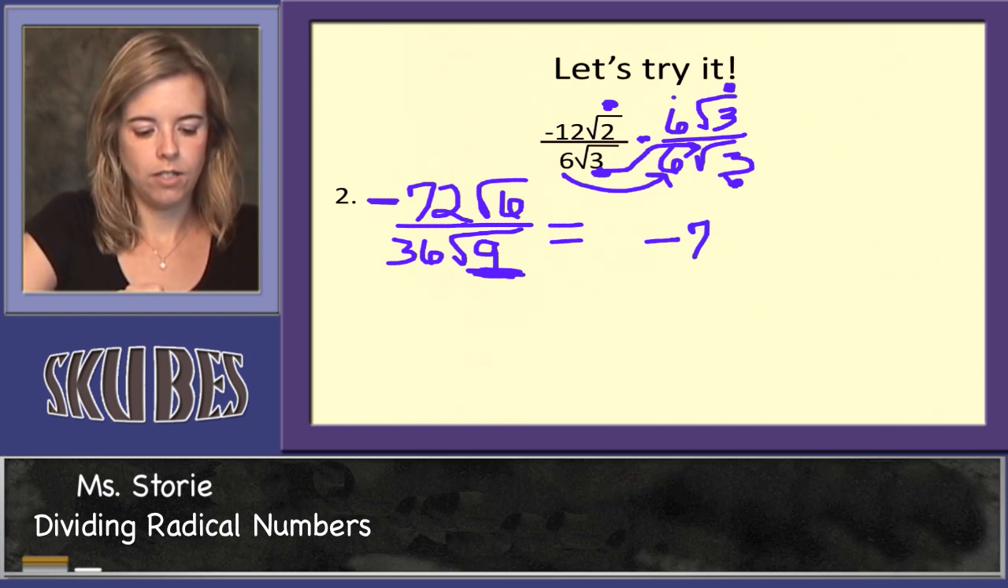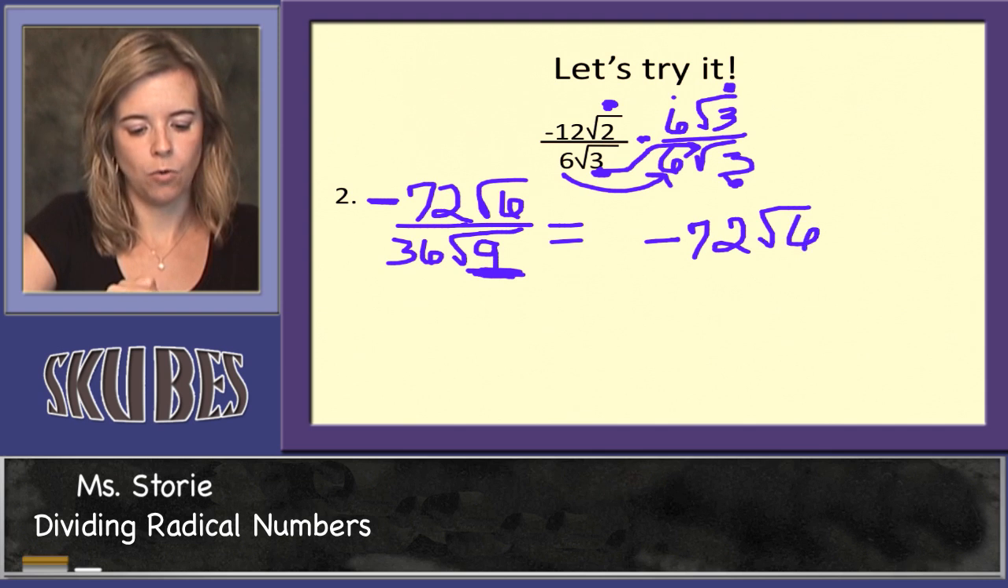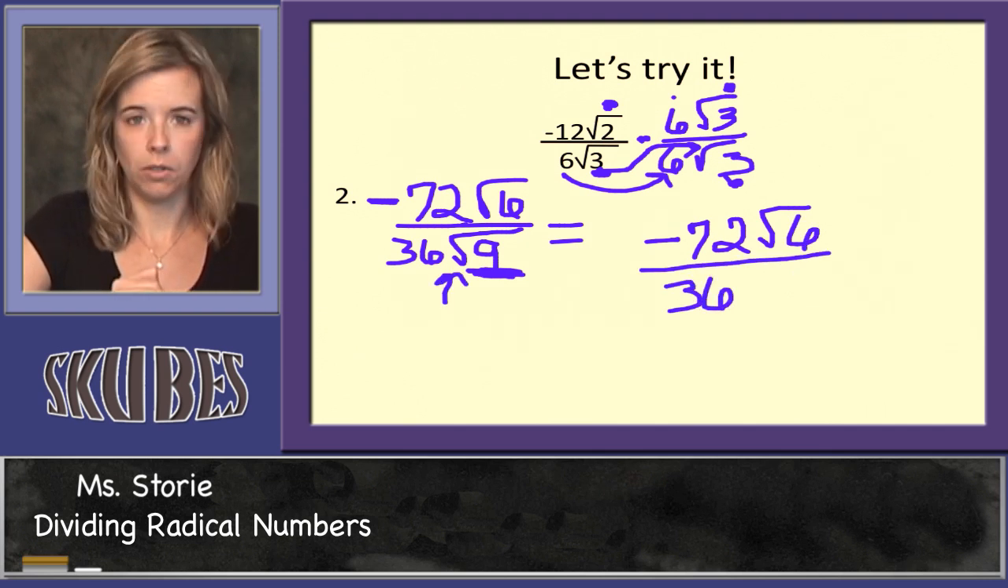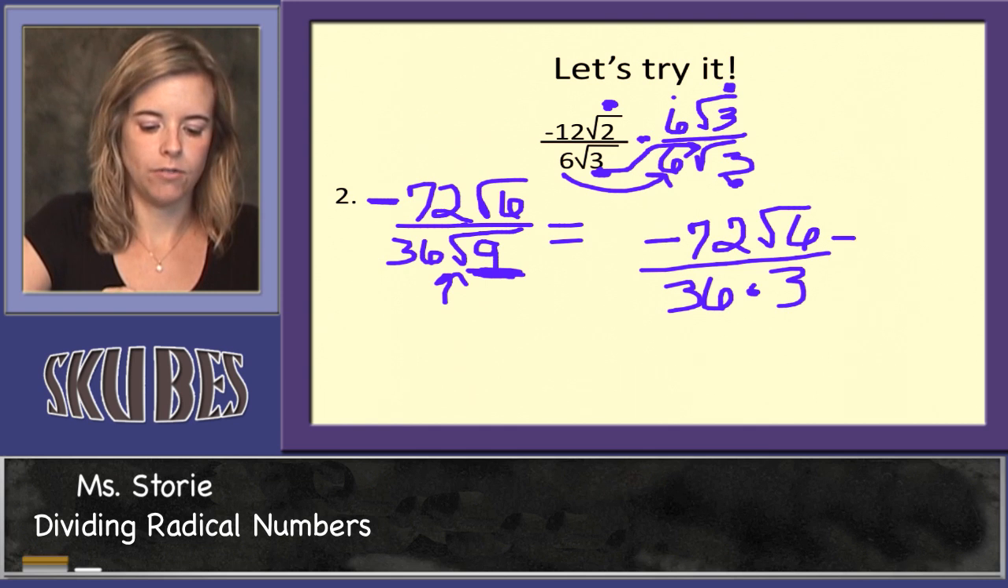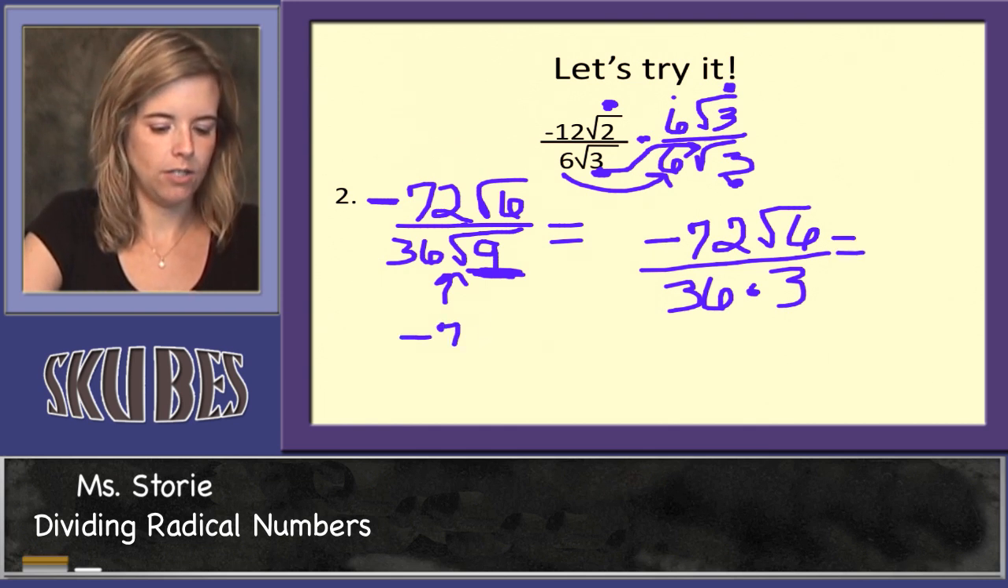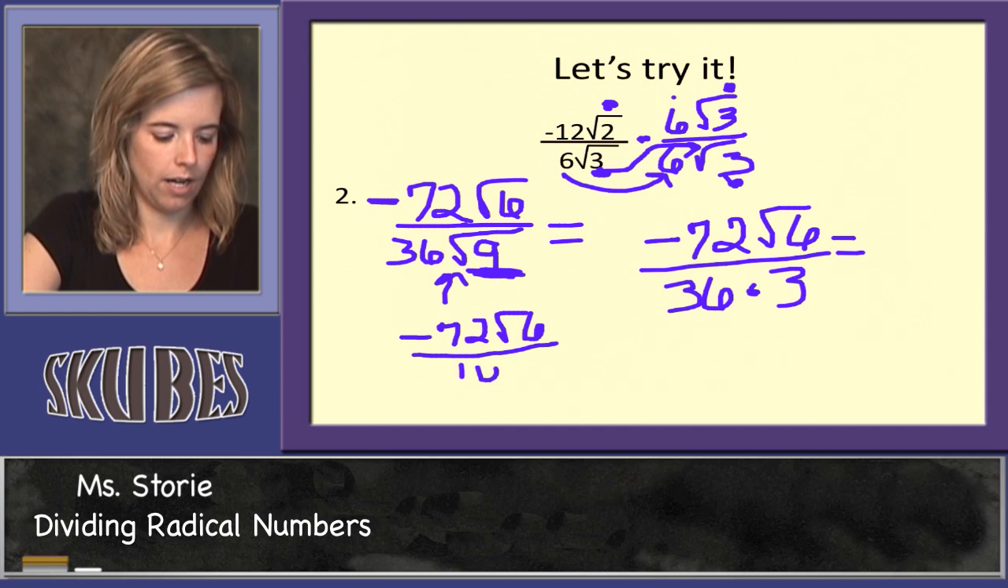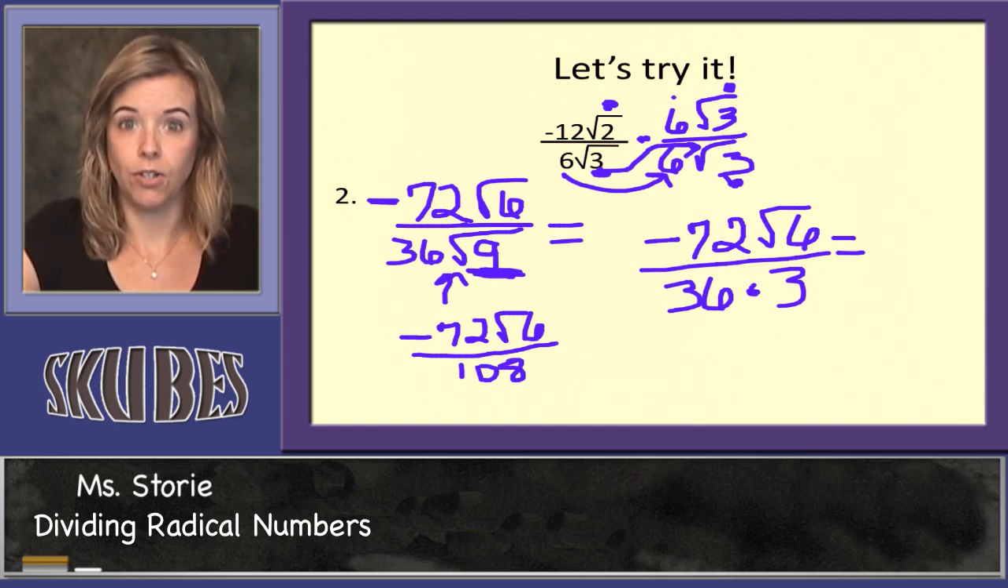We've got negative 72 radical 6 on the numerator. Then we're going to divide it by 36. Notice how they're touching? That really means multiplying. And instead of the square root of 9, we're going to simplify it to 3. So now you have to multiply out the denominator. You're going to end up with negative 72 radical 6 over 36 times 3, which is 108. So far, so good.